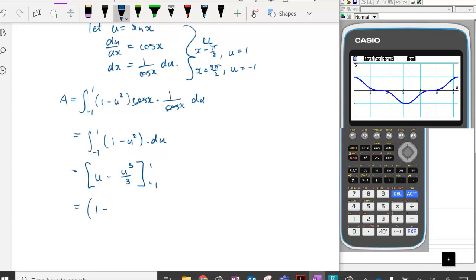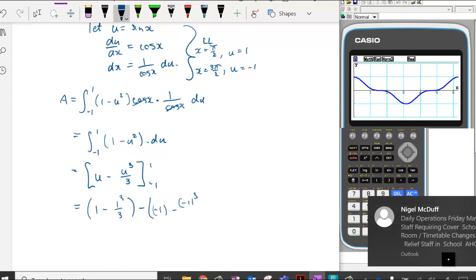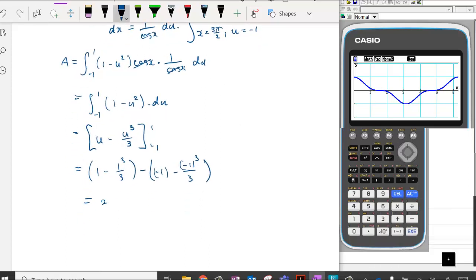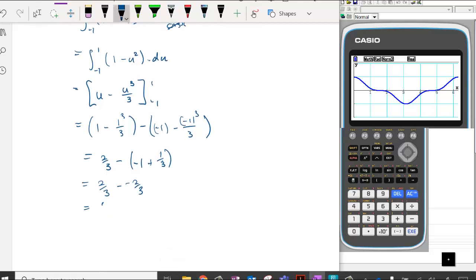So we have 1 take 1 cubed on 3, subtract negative 1 take negative 1 cubed on 3. So we've got 1 take 1/3, which is 2/3, and we're subtracting negative 1 plus 1/3, which is 2/3, and we're subtracting negative 2/3, which means we end up with 4/3 units squared. So 4/3 should be our answer.